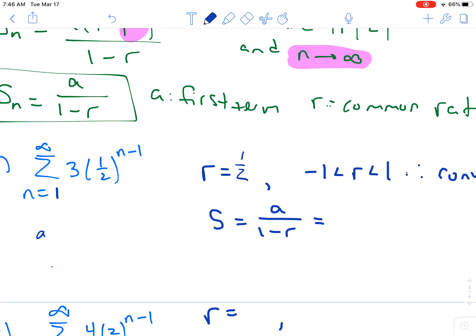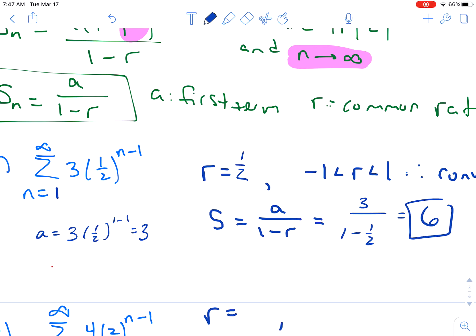So a is going to be whatever I get back when I plug the first value of n in. Well, that ends up being 3 here. So we're going to have 3 over 1 minus 1/2, which is 3 over 1/2, which is 6. Okay, so if we were to rip out a bunch of terms here, the sum of these terms will get closer and closer to 6 the further out we went.